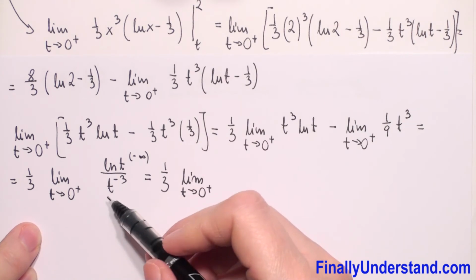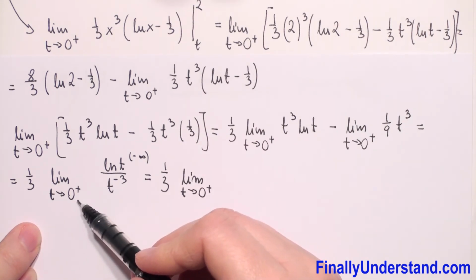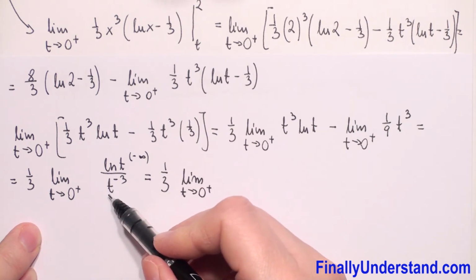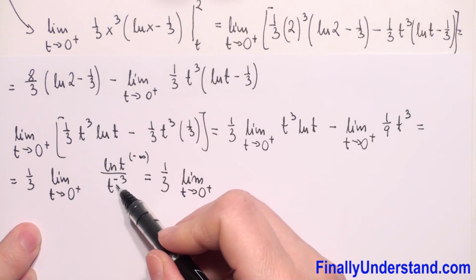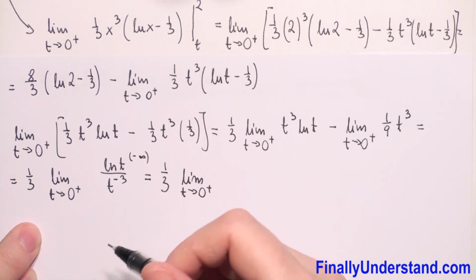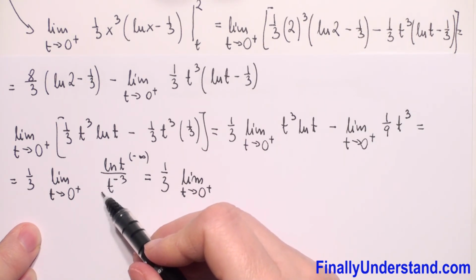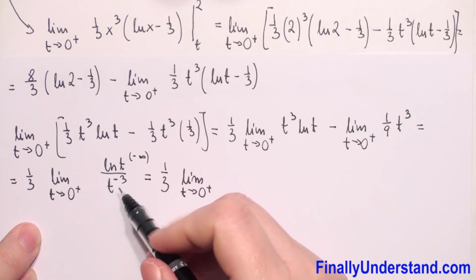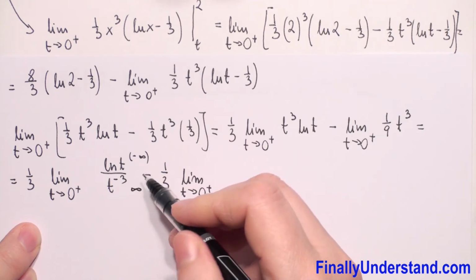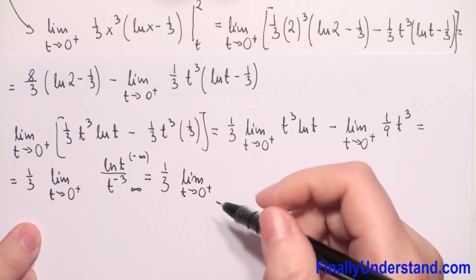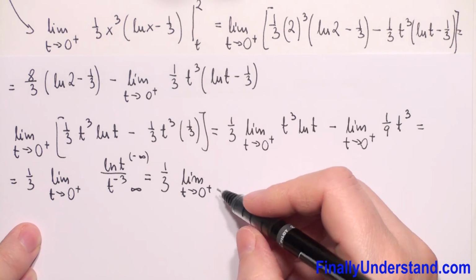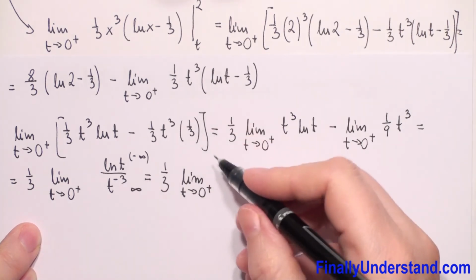And in the denominator, t goes to 0 from right side, so we have very, very small number. Very, very small number when we take to negative power, we will flip this number. It will be very large number. So we have very large number in denominator. So when we have infinity over infinity, we can use L'Hopital's rule and we can take derivative of numerator.